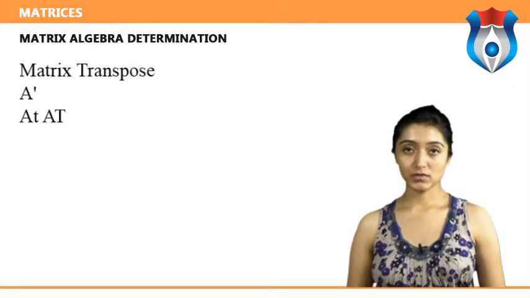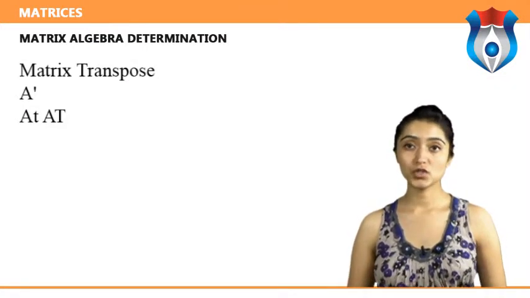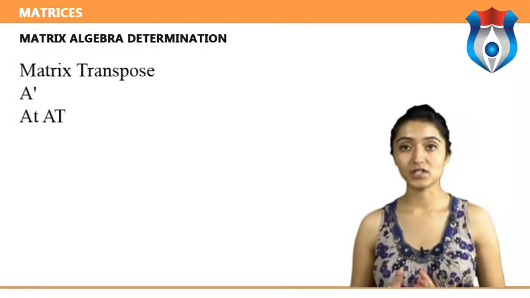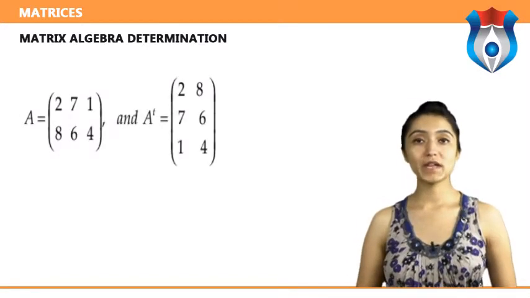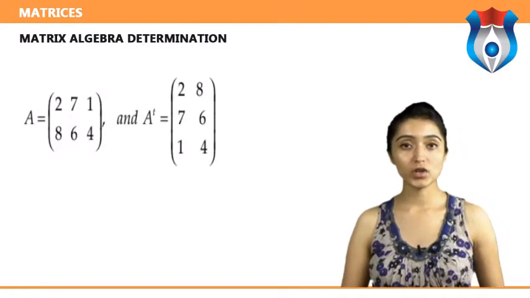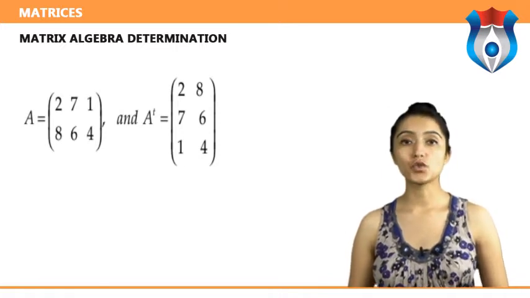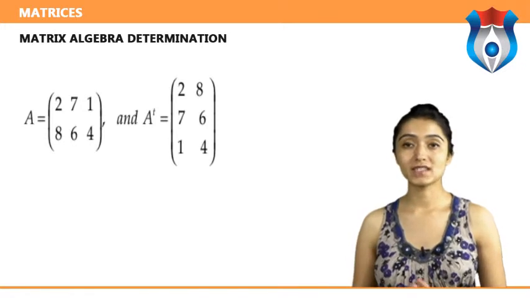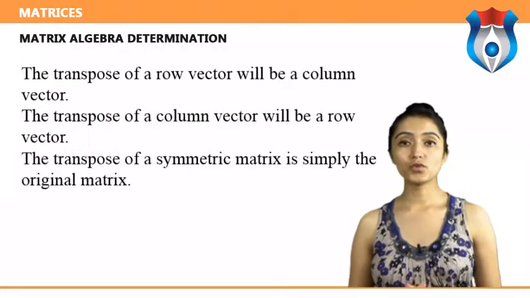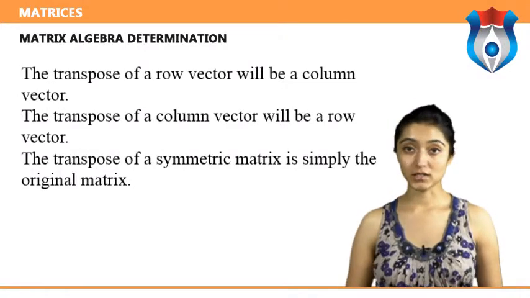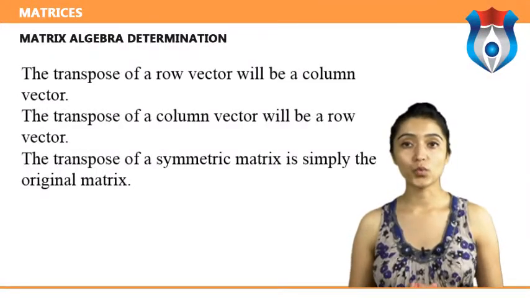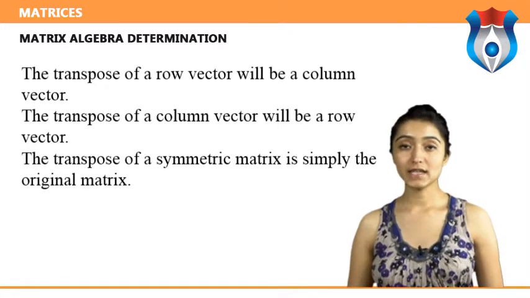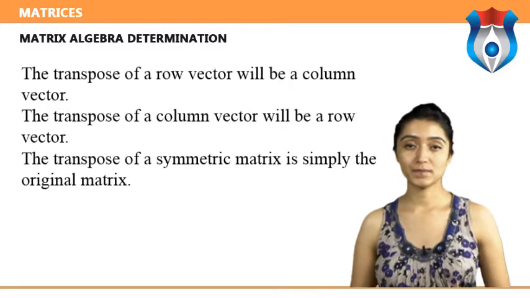Matrix transpose. The transpose of a matrix is denoted by a prime or a superscript small t or capital T. The first row of a matrix becomes the first column of the transpose matrix. The second row of the matrix becomes the second column of the transpose, etc. The transpose of a row vector will be a column vector, and the transpose of a column vector will be a row vector. The transpose of a symmetric matrix is simply the original matrix.